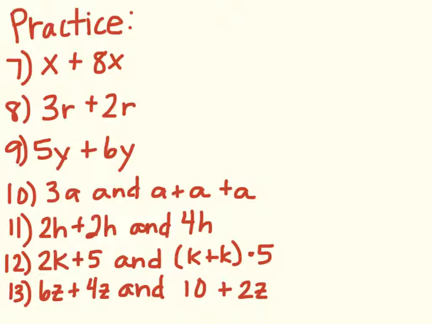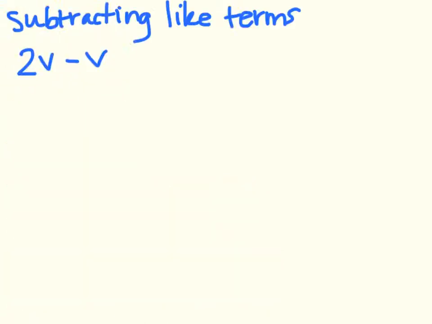Here's a few more practice problems for you to try. For numbers 7, 8, and 9, please simplify the expressions. For number 10, 11, 12, and 13, please look at the two statements you've been given and determine if the expressions are equivalent. For example, in number 10, is 3a equivalent to a plus a plus a? So your answer to 10 through 13 will either say equivalent or not equivalent. Press pause while you work, and when you come back, we'll subtract like terms. As promised, let's subtract like terms.